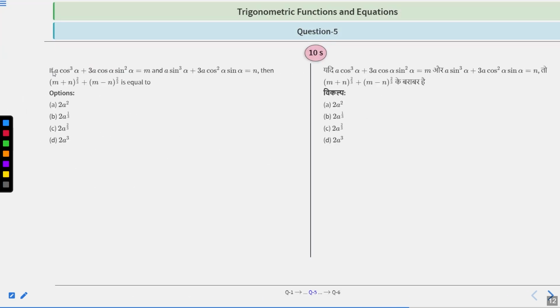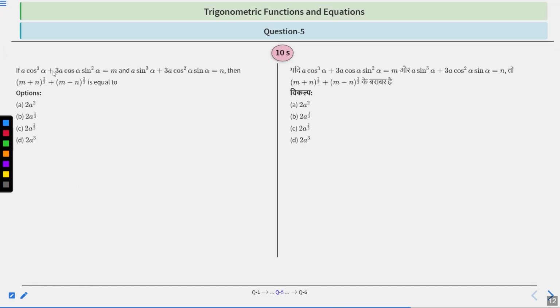Now let's move to the next question, question number 5, which says: if a cos cube alpha plus 3a cos alpha into sin square alpha is equal to m, and a sin cube alpha plus 3a cos square alpha sin alpha is equal to n, then the value of (m plus n) to the power 2 by 3 plus (m minus n) to the power 2 by 3 is equal to what? Right?